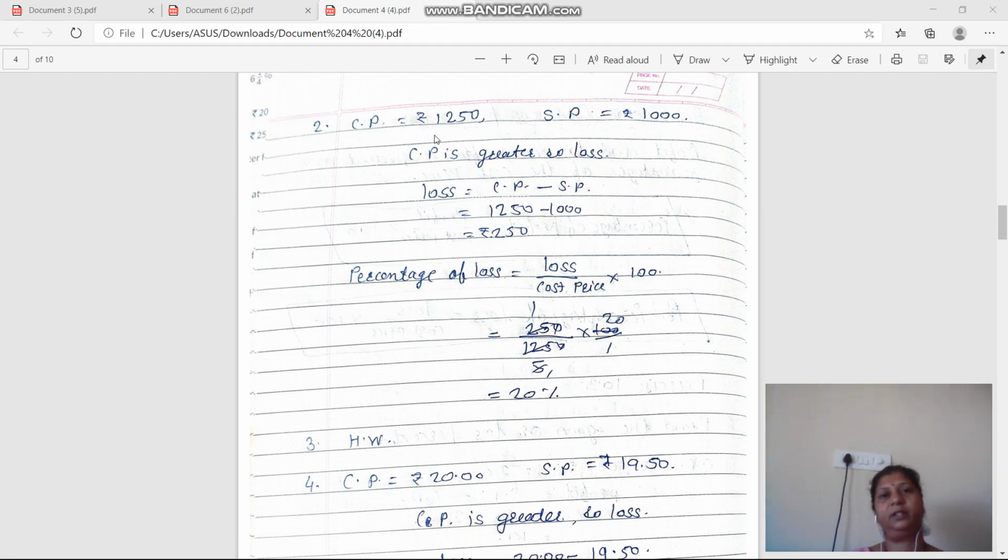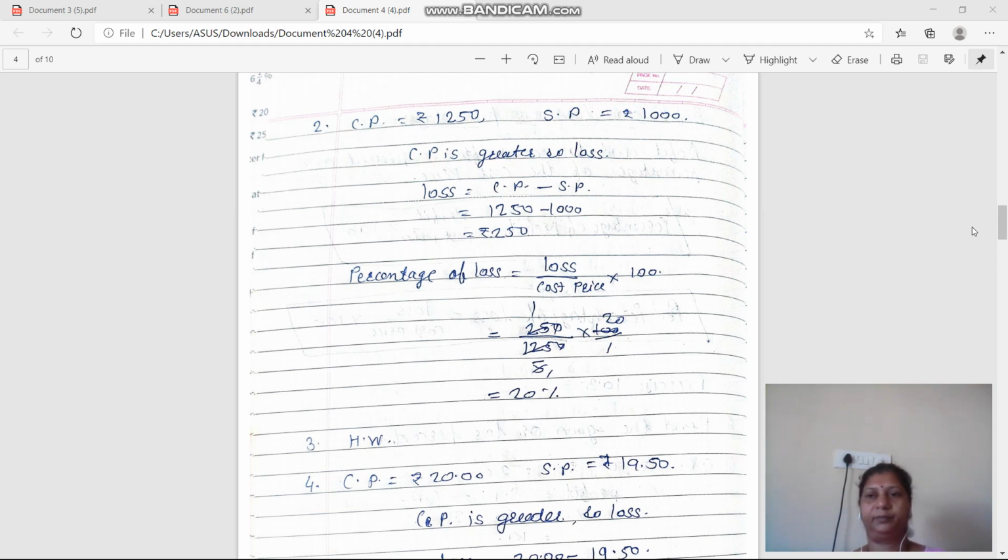Cost price is equal to 1250, selling price is 1000. So here cost price is greater, so it is loss. So loss is equal to cost price minus selling price. 1250 minus 1000, we get 250. Now percentage of loss is equal to 250 upon 1250 multiplied by 100. Okay, so 0 0 cancel here. 25 on the 25, 25 5 the 125, 5 on the 5, 5 to the 10, 0. So 20% is a loss.